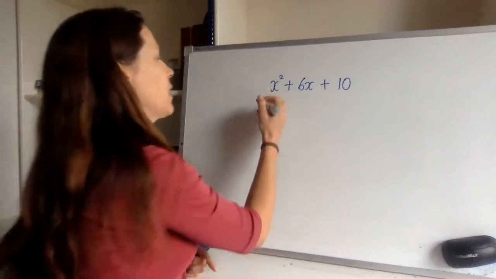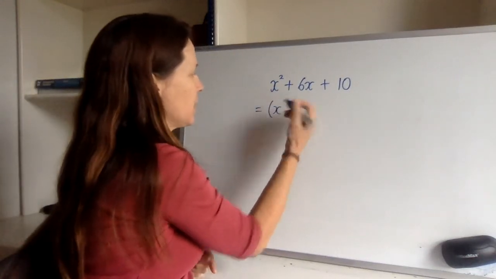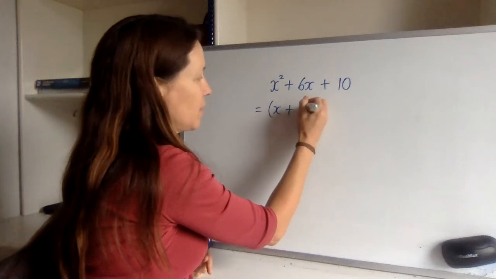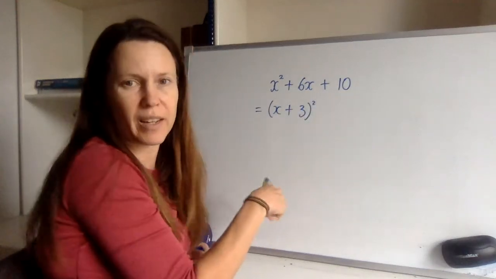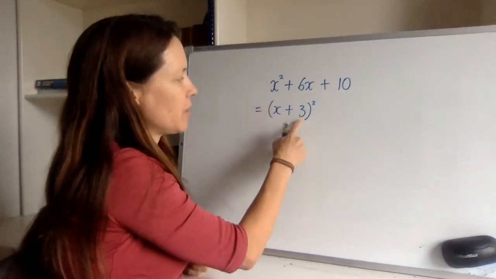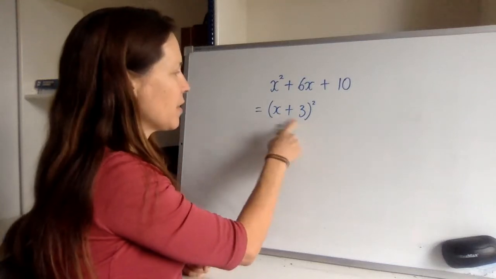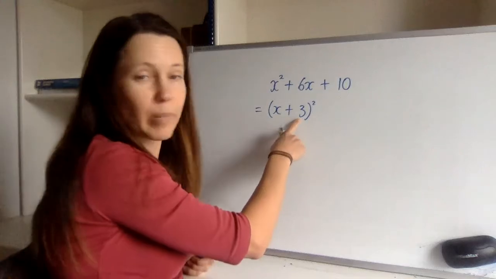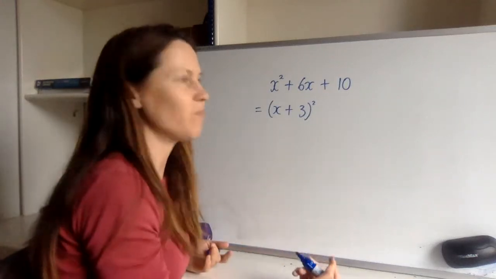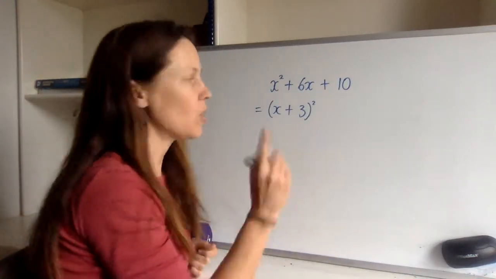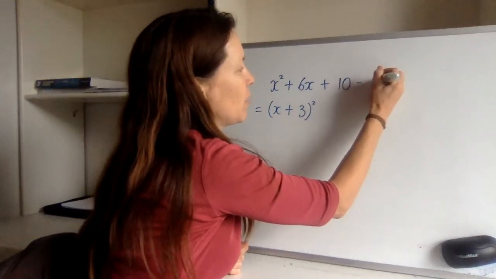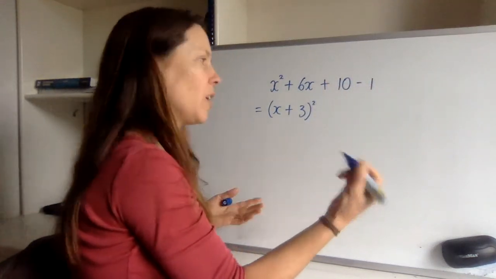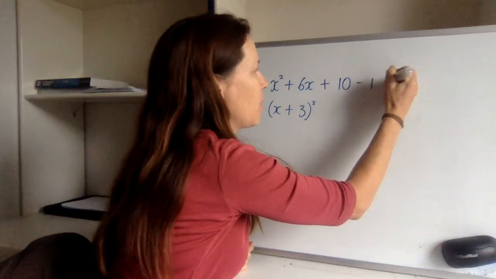Now, in this one, I can see that what I'm going for here is x plus 3 all squared, and I can figure that out because I've just halved the 6 to get the 3. Now, looking at this, it would expand out to x squared plus 6x plus 9. I don't have 9, I've got 10. All right, same idea. If I take 1 off the 10, now it's 9. Oh, but I've changed the question. Let's add 1 back on.